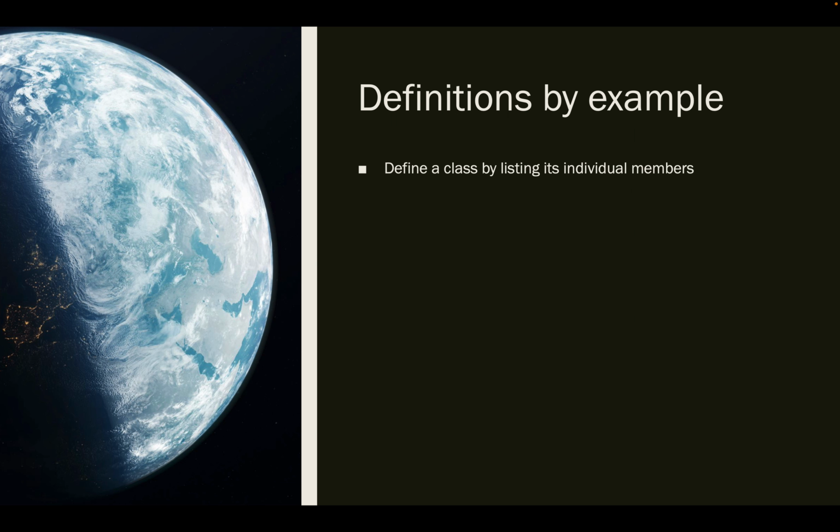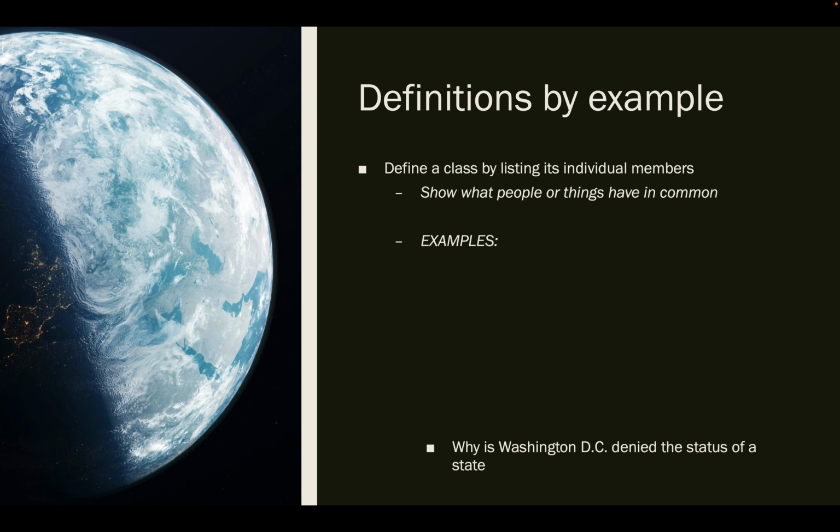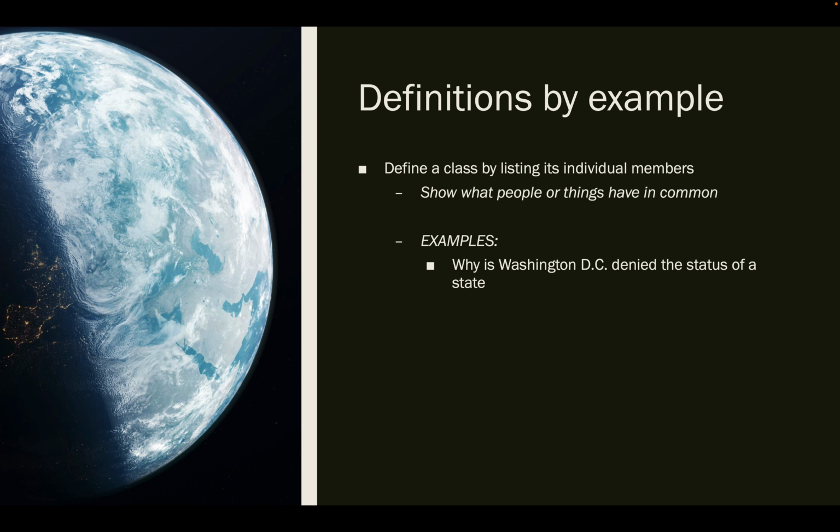Definitions by example. So define a class by listing its individual members. So they want to show what people or things have in common. So one example is, why is Washington, D.C. denied the status of a state? So then we have to think about, okay, what constitutes a state and what does Washington, D.C. not have? What are they lacking there? How does it differ from the other 50 states? So that would be one thing.